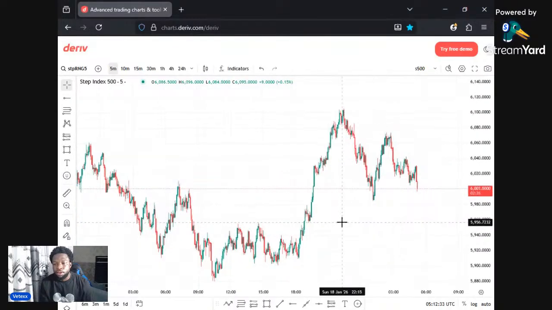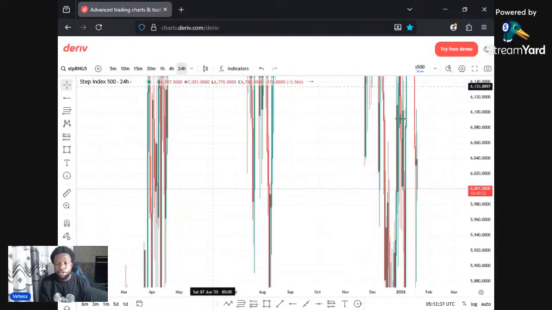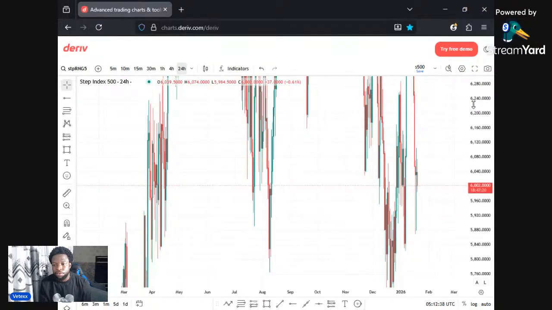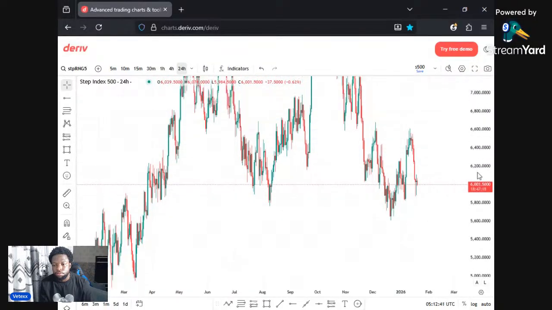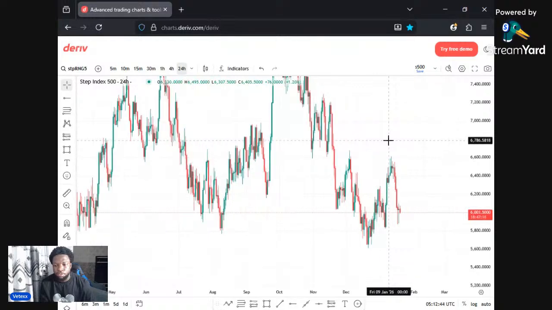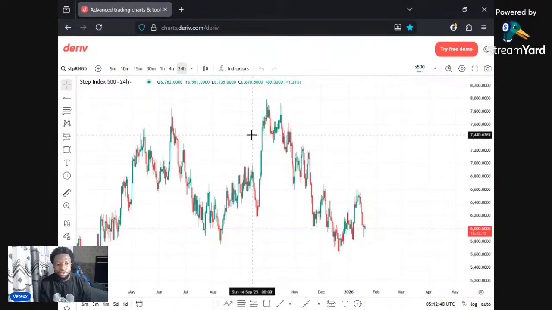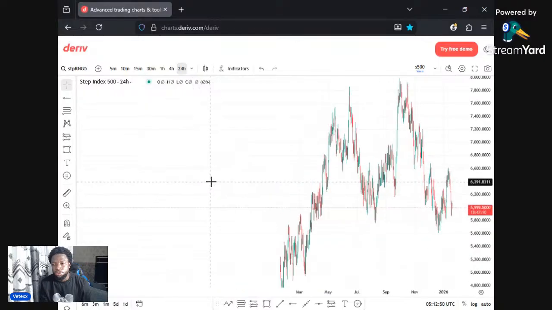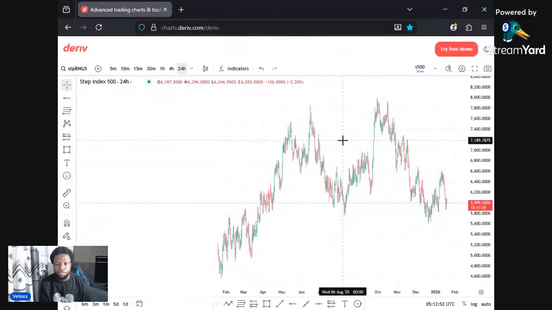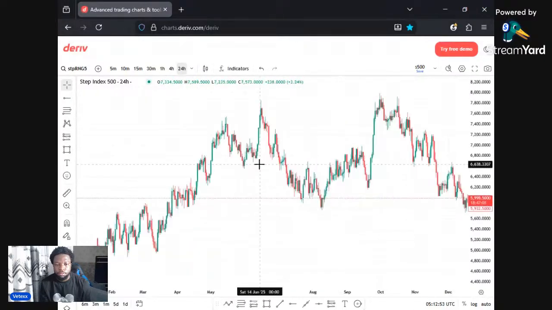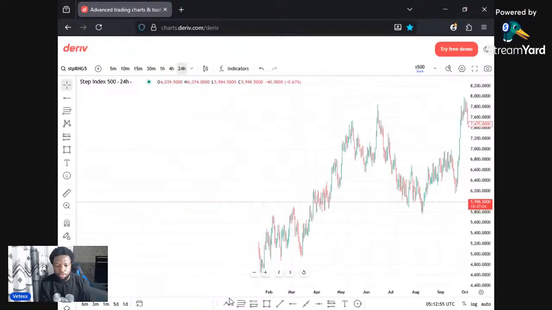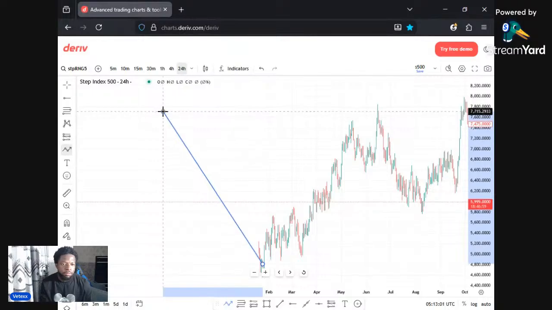Next pair we have on our list here is the Step 500 index. So let's check Step 500 index out. On the weekly time frame, the 500 index is bearish. Okay, so it has something like this on the weekly time frame. Something like this.